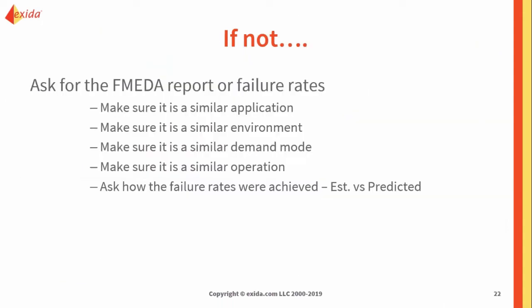If you're not using certified products, that's okay. You can still get your failure rates. Go back to whoever's making that product and ask if they have an FMEDA report or failure rates for this product. Even if they didn't go through the whole certification, they might have failure rates. But it's very important to make sure you're looking at apples to apples. Make sure it's the same environment, application, demand mode, operation. Ask how these failure rates were achieved. Was it through estimation or predictive techniques? Either way can be acceptable. Just know what you're dealing with.